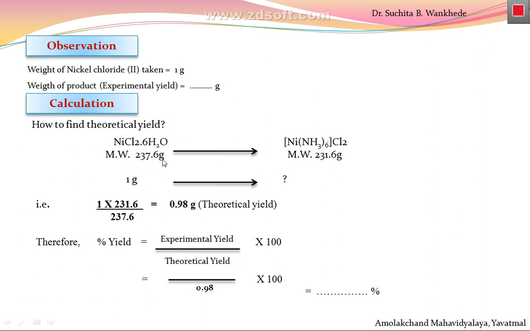If 237.6 gram of nickel chloride reactant is converted into the complex compound having molecular weight 231.6 gram, then how much product must we get if we use 1 gram of reactant? For that we take cross multiplication, that is 1 into molecular weight of product divided by molecular weight of reactant. So how much theoretical yield must we get? That is 0.98 gram. Put down this value here, and the experimental yield that we already weighed, divided by the theoretical yield, into 100, gives the percent yield.